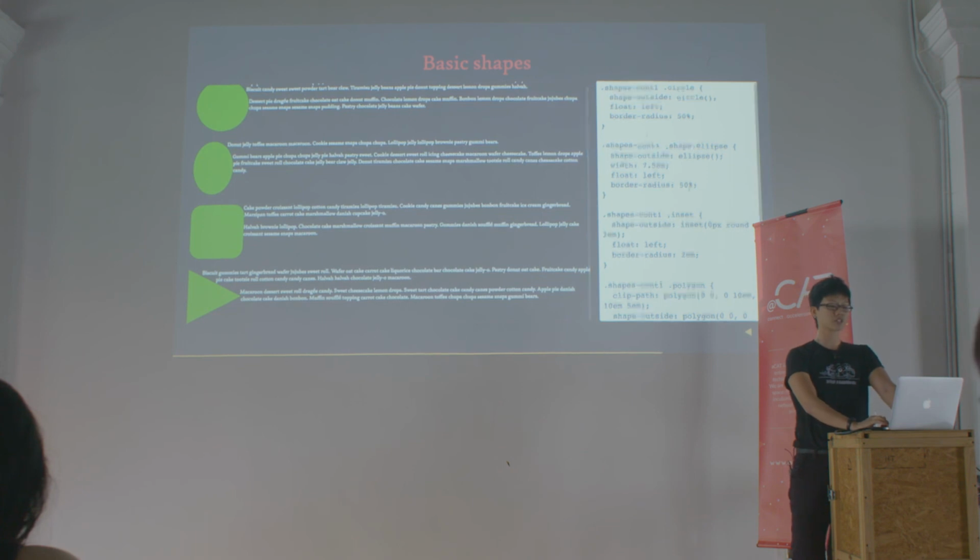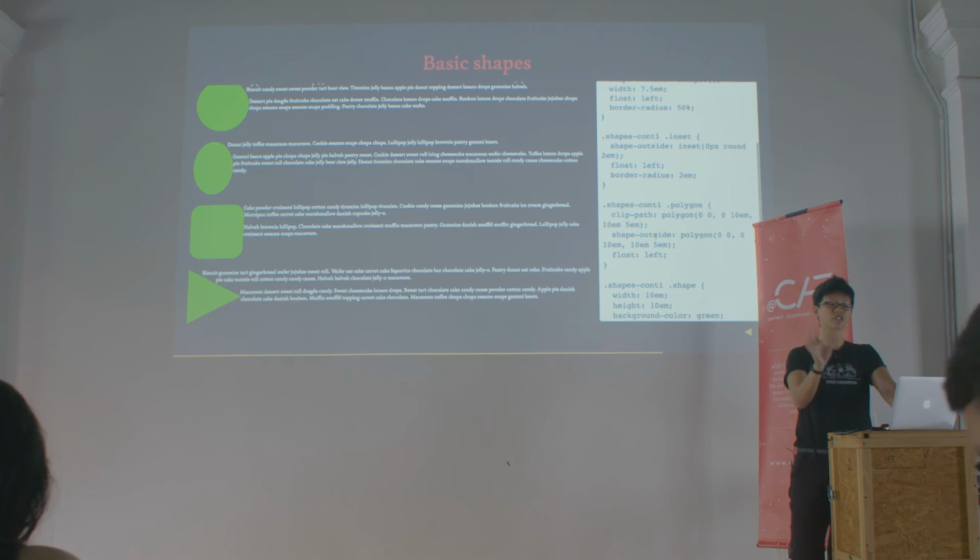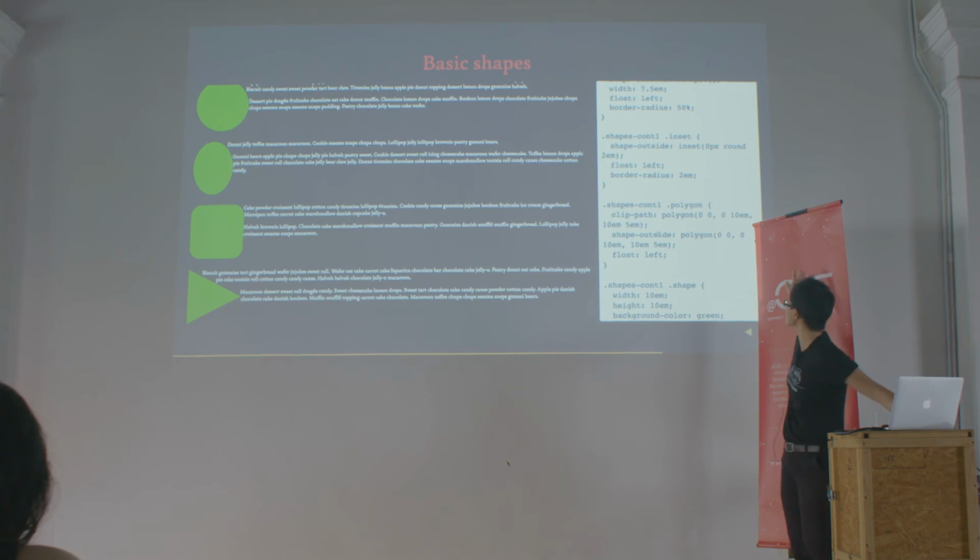creative shapes. The shape-outside property actually shares the same values as the clip-path property. If you notice for the polygon example, the clip-path and the shape-outside are using exactly the same polygon function to generate that triangular shape right there.